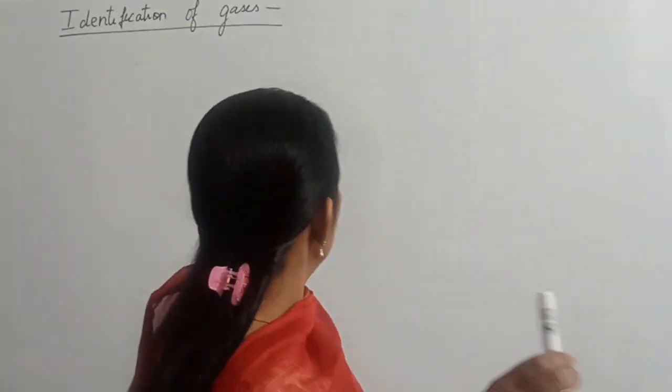So you have some gases in your syllabus. We'll discuss those gases one by one. Today I am going to discuss three gases which are neutral in nature and one gas which is acidic in nature. So total four gases we'll be discussing today. So the first gas is hydrogen.